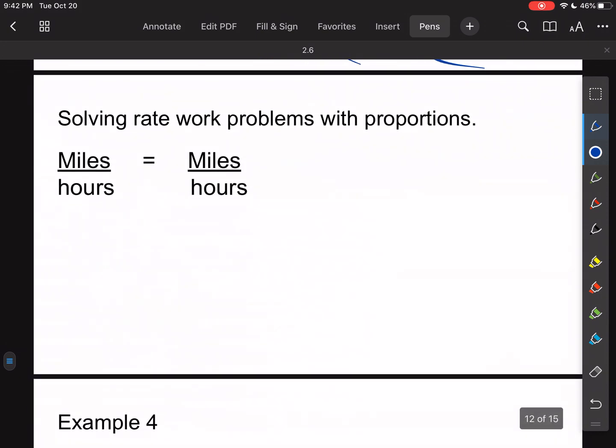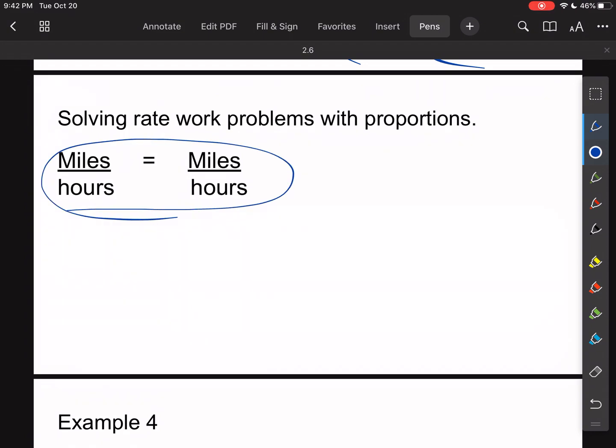Okay, the last little bit, you guys, is this. It says solving rate work problems with proportions. So what I'm trying to prove to you guys here, or get you to understand, is whenever you're setting up these ratios, you always want to make sure you have the same relationship in the numerator and denominator. So if I say something about miles per hour, that should be equivalent to another miles per hour. All right, so make sure your units are the same.